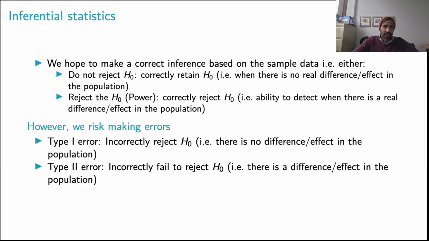So type 1 errors is where you look at your result and they say they're statistically significant, so you reject the null hypothesis. But in actuality, if you had foresight and you knew what the true value is, you would actually be able to see that the null hypothesis is true, right? So there's no difference or effect in the population.